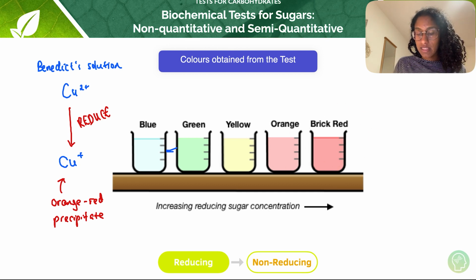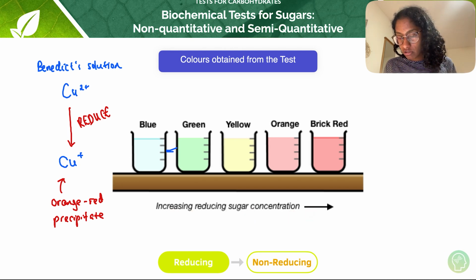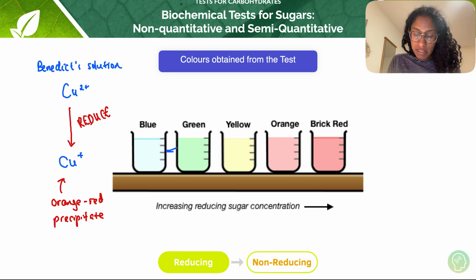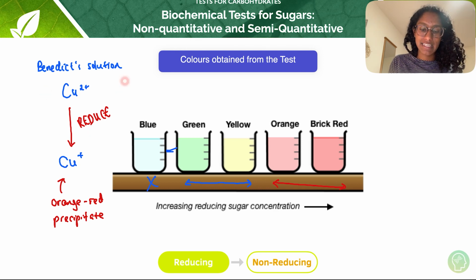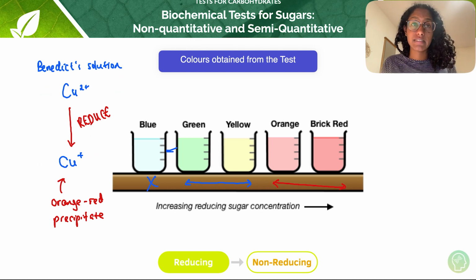So here you can see that with increasing reducing sugar concentration, we form a more orange-red solution. Blue would be the colour when there is no reducing sugar in the sample. If there's a tiny bit of reducing sugar in the sample, you'll get something in the green to yellow spectrum. And if there's lots and lots of reducing sugar in the sample, then we get the orange to brick red spectrum. Now remember, that's because we're reducing the Benedict's solution with our reducing sugar to copper 1+ ions, which form this orange-red precipitate.